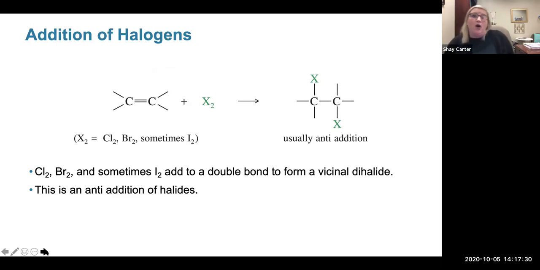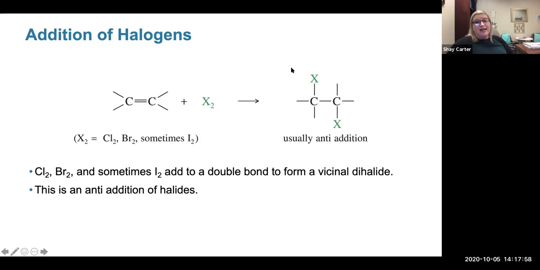Now let's talk about addition of halogens. Okay, so chlorine, bromine, and sometimes iodine add across the double bond to form a vicinal dihalide, okay? Remember, vicinal just means that it's on adjacent carbons. Geminal means that it's on the same carbon. Vicinal means that it's on the adjacent carbons. This is called an anti-addition.